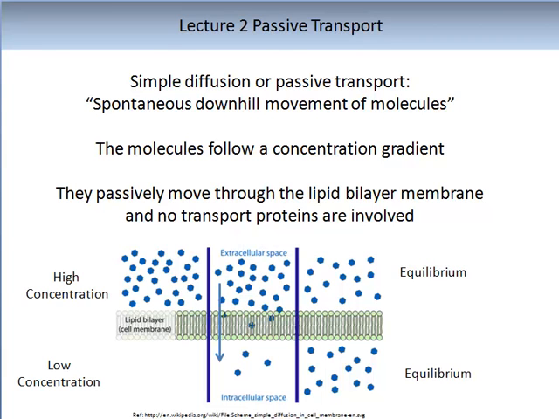The lipid bilayer is the cell membrane, or the barrier. Above the lipid biomembrane is a solution that is high in concentration. If you think of each one of these dots as a molecule, you can see there are many of them. They will travel or attempt to travel through the lipid bilayer or the cell membrane.